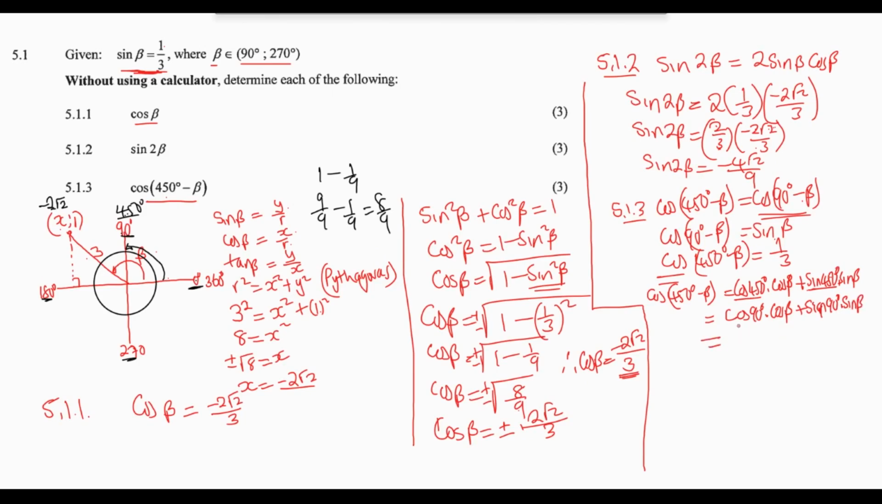And then remember, cos 90 is 0, so it's 0 times cos beta. So this whole thing becomes 0, then plus sine 90 is 1, and then 1 times sine beta. So it becomes 1 times sine beta, and then sine beta is what? It's 1 over 3. So this is 1 over 3. Okay, we're getting the same answer.